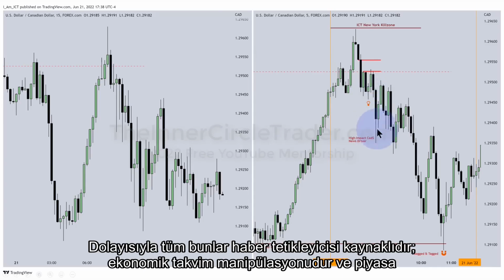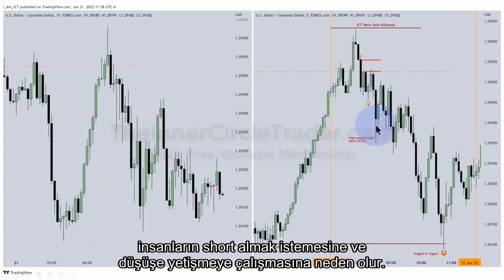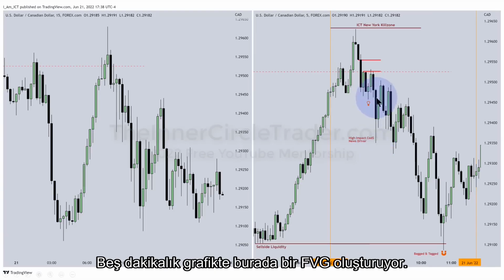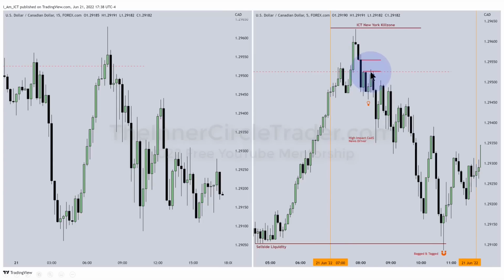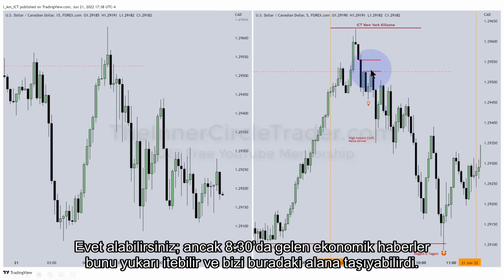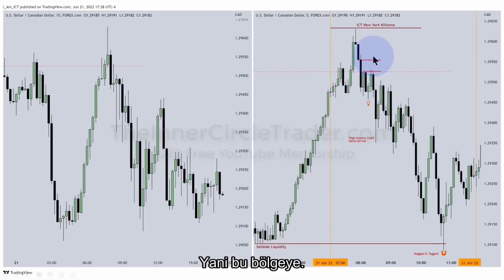So all of this is news driver related: economic calendar, manipulation, and the market is going to cause people to want to sell short and chase it going lower. It creates a fair value gap in here on the 5-minute chart, but there also is a fair value gap here. Now, ahead of the news, you might be thinking, well, couldn't you have sold short here? Yes, you could have, but the economic drivers that come out at 8:30 could have sent it up higher and taken us into this area here.